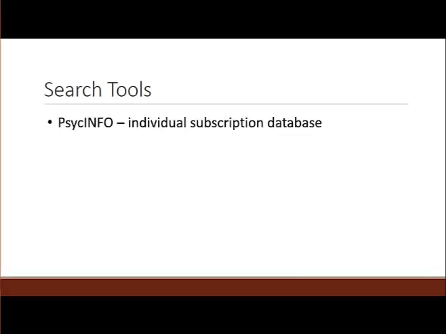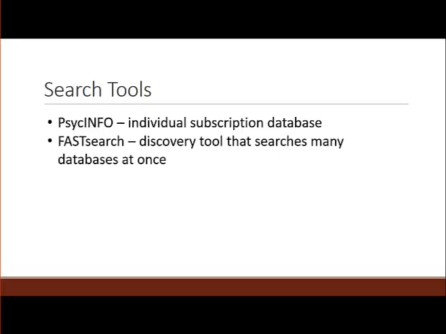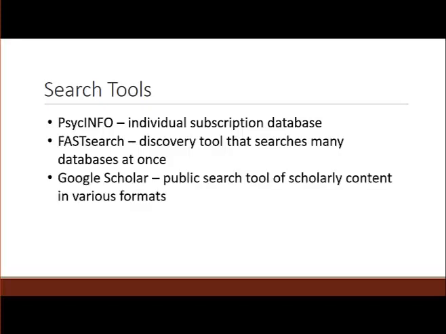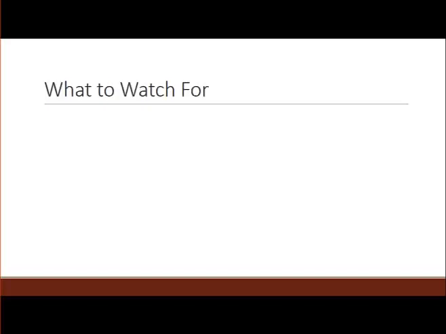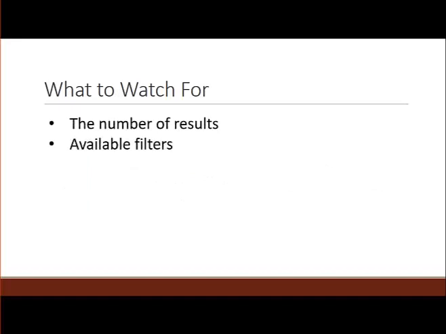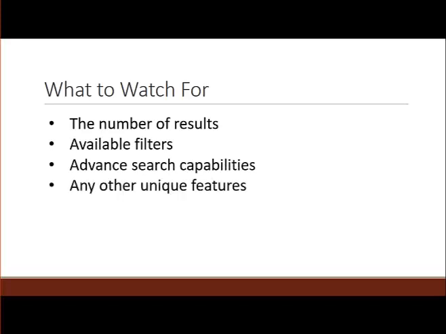In this tutorial, we will utilize PsycINFO, an individual subscription database on the ProQuest platform, FASTsearch, which is a discovery tool that lets you search the contents of many databases at one time, and Google Scholar, which is a publicly available search platform of scholarly content in various formats. As we search, keep an eye on the number of results we return, the filters and the advanced search capabilities of each tool, and any other unique features you think might be helpful in the research process.